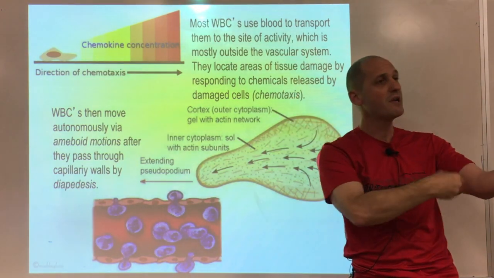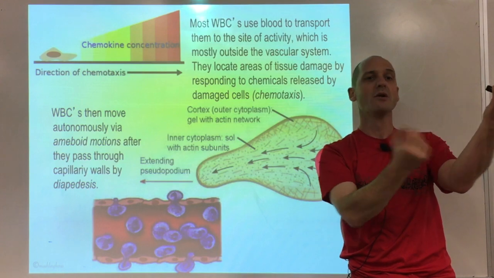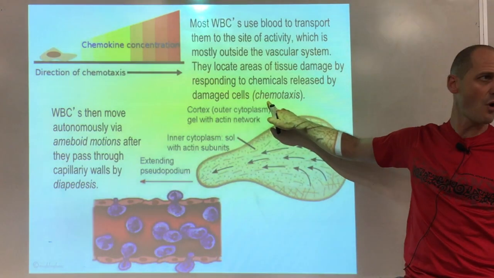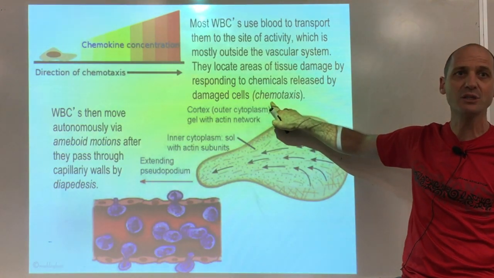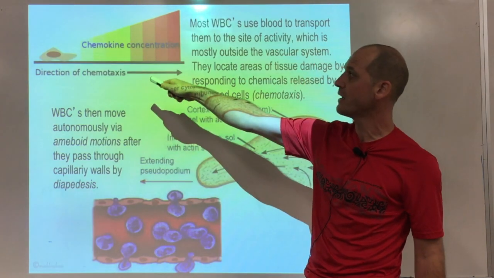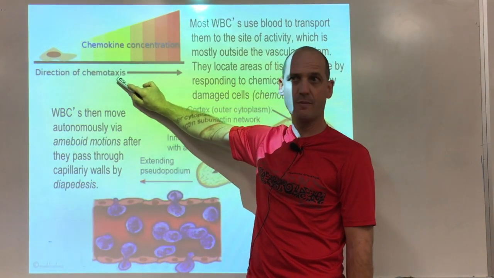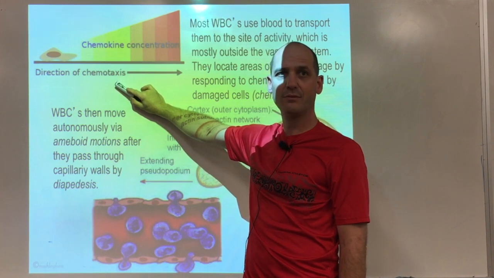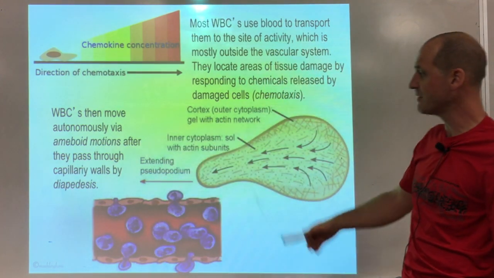If I cut myself here, there are signals sent through the body that tell these white blood cells to go to where I am, to go where the action is. And that system, that signal sending and them reacting to it, is known as chemotaxis. I call it a taxi with a chemical. It's a self-driving machine.